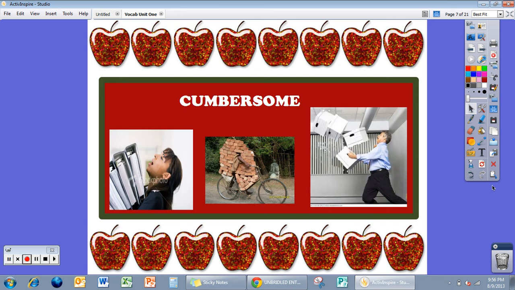Next we have cumbersome. Cumbersome is an adjective, you'll see that it means clumsy, hard to handle, slow moving. So when something is cumbersome, you can see the lady here having trouble holding all the binders, making it difficult for her to walk. We've got the guy here. I love this guy riding on the bike with the bricks. And obviously that's very cumbersome. It's very difficult for him to ride his bike because it's hard to handle all those bricks. And then of course we have Mr. Clumsy over here with the boxes, and so he was having trouble holding those, so then he is dropping all of them.